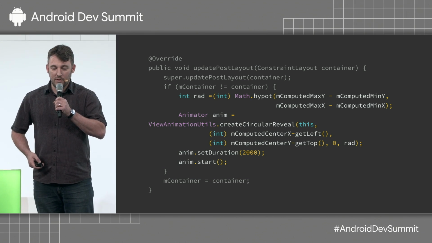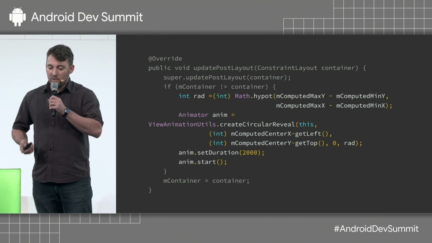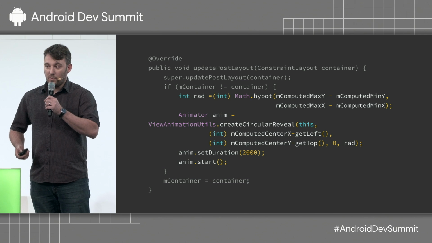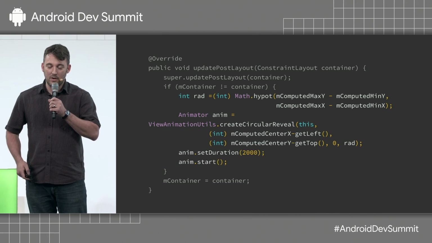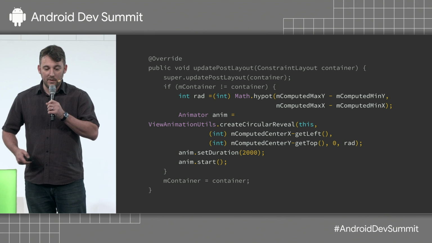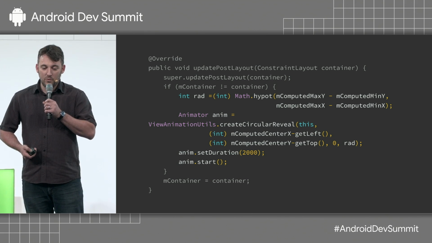What I only need to do here is this code that you see on the screen. I'm simply calling the ViewAnimationUtils createCircularReveal. So I'm not reinventing the wheel here. I'm not coming up with my new way of doing circular reveal. But that's the only thing I need to do for my helper.